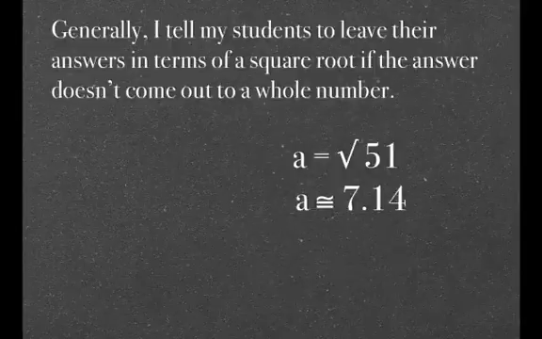Now, generally I tell my students to leave their answers in terms of the square root if the answer doesn't come out to a whole number. So my students would have the square root of 51 as an answer, but it is perfectly acceptable to have an answer that is approximately 7.14.